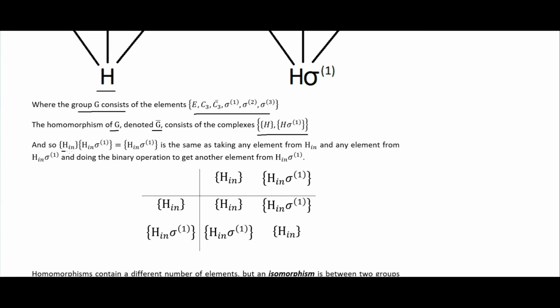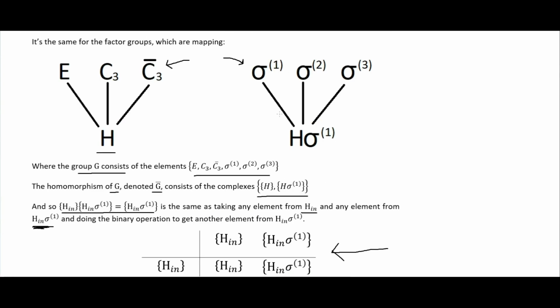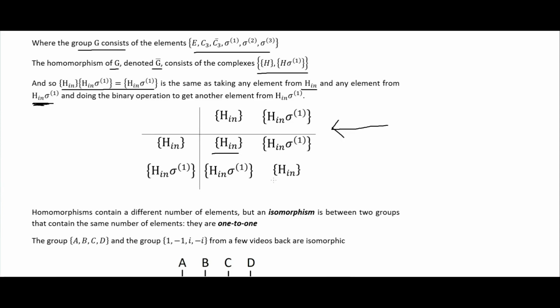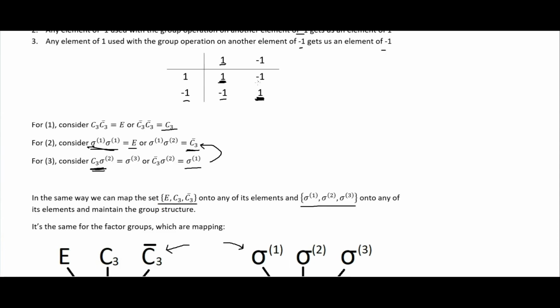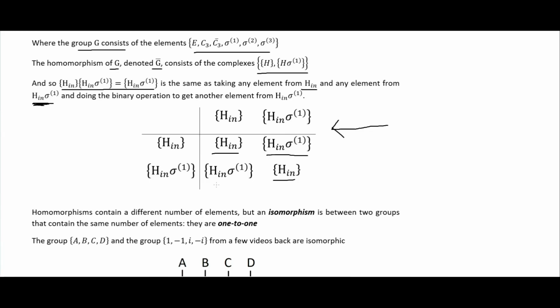And so this binary operation here is the same as taking any element from our invariant subgroup and any element from our right coset of that invariant subgroup, which remember had the three sigmas in it, where this has the identity and then the C3 and C3 bar. And so we get a table that looks like this, which is very similar to this one up here, where we have on these diagonal ones here, these positive ones. That's what these ones represent. And then these ones on the off diagonal are the negative ones, which are these right coset ones.